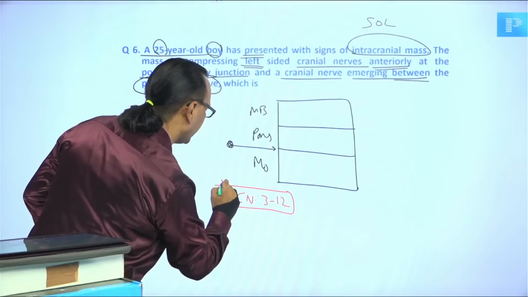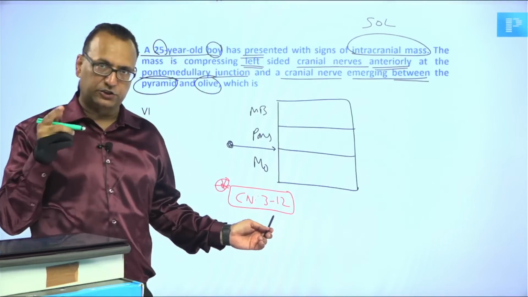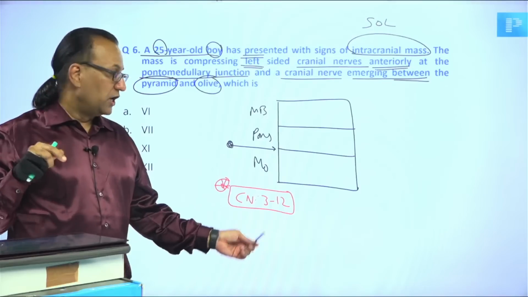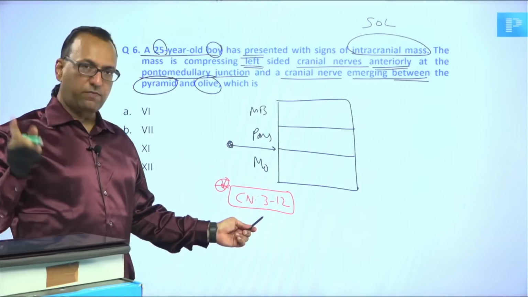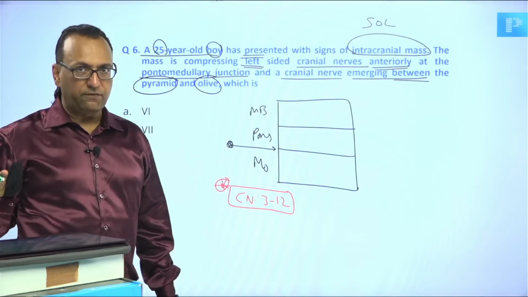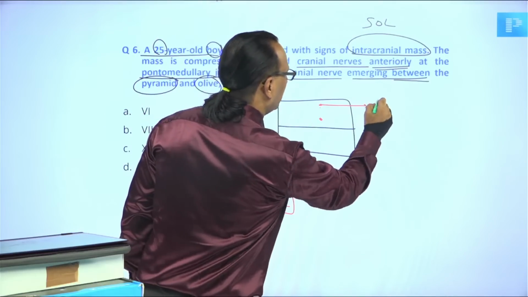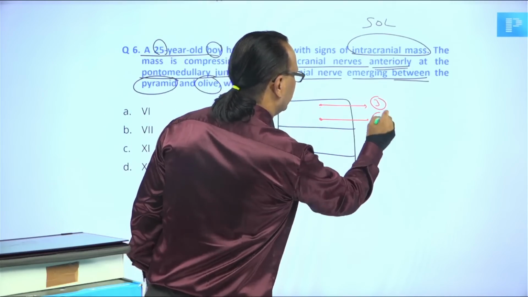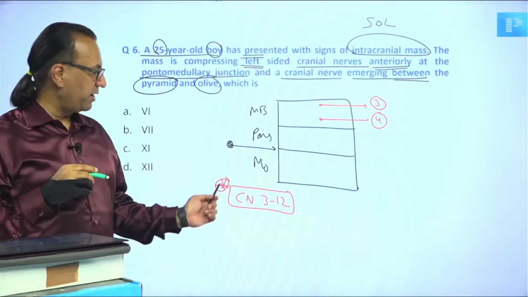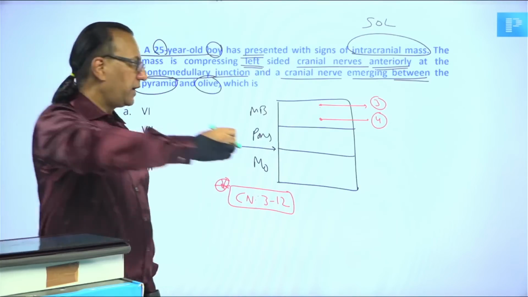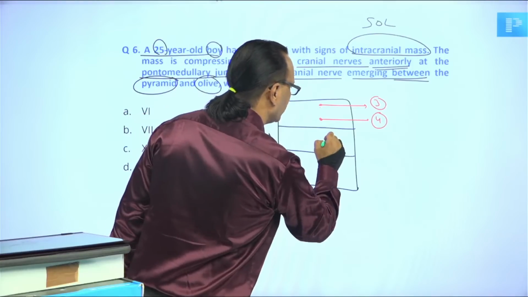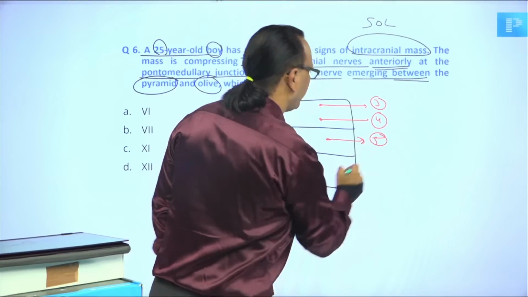They are all MCQs. In the last 20 years, all these MCQs have come. So cranial nerves 3 to 12 will come from the brainstem. Where will number 3 come from? Now number 3 and number 4 will be coming from the midbrain. If 3 and 4 come from the midbrain, what about number 5? Number 5 will come from the pons.